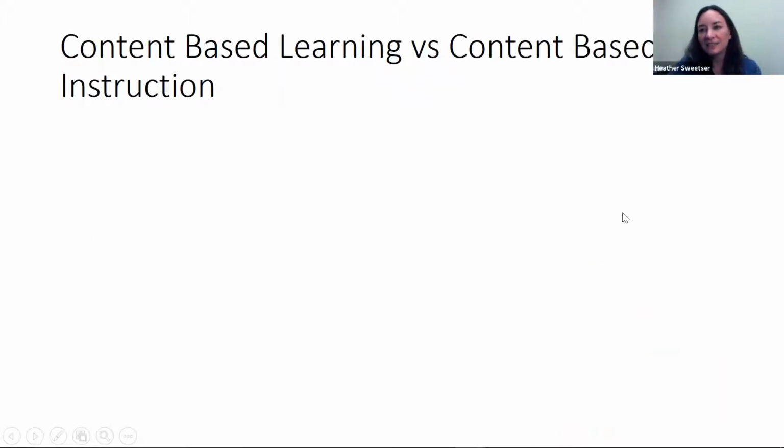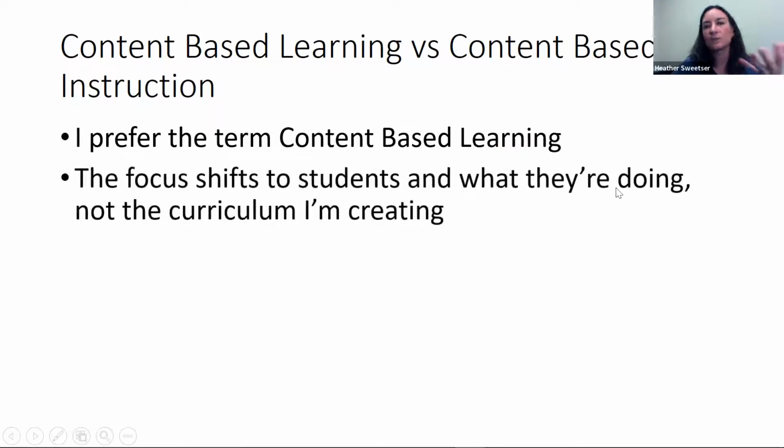So this is why I like to use the term content-based learning, not content-based instruction, because the focus shifts to the students and what they're doing and not the curriculum that I'm creating. And I think for me, I need to be constantly reminded of this. It's about what the students are learning. It's not about what I'm teaching.